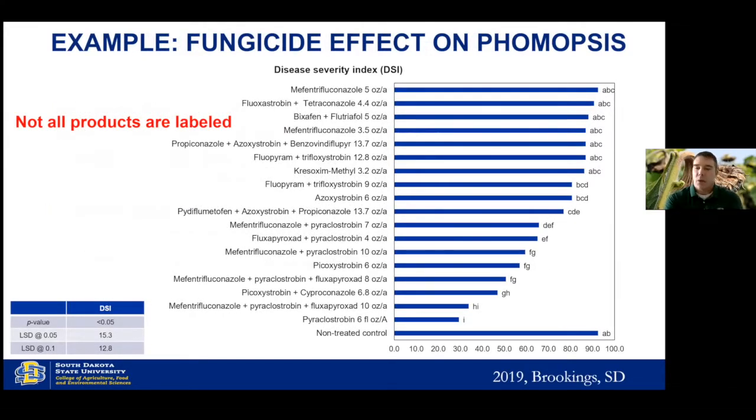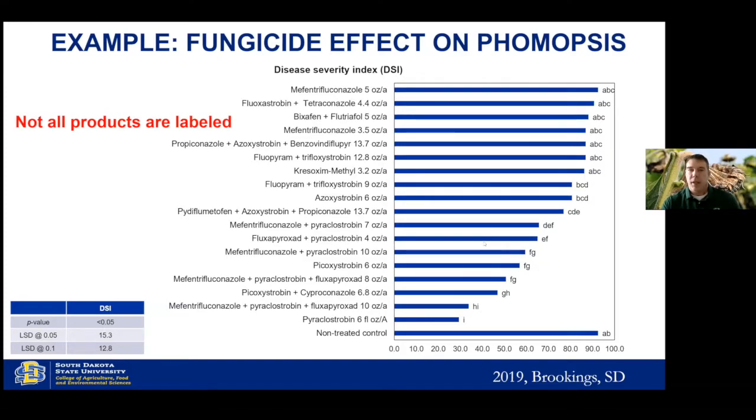As an example of what we've been doing, this occurred in Brookings 2019. This is one of the studies that Sabina Matthew did. And before I say anything else, not all these products are labeled. They're not all available, but we've been throwing the kitchen sink at Phomopsis. So some of these products are labeled in Europe. Some of them are on high value vegetables. So not everything here is available. But when we do see Phomopsis pop up, we can manage it to some degree with fungicides.